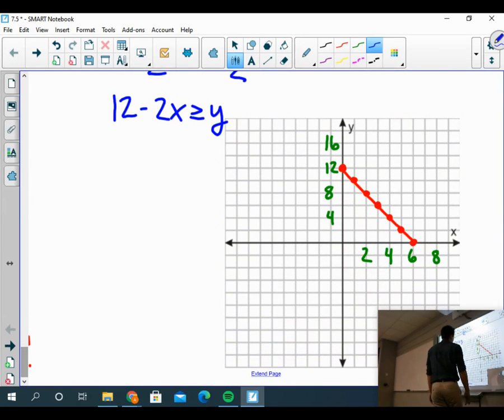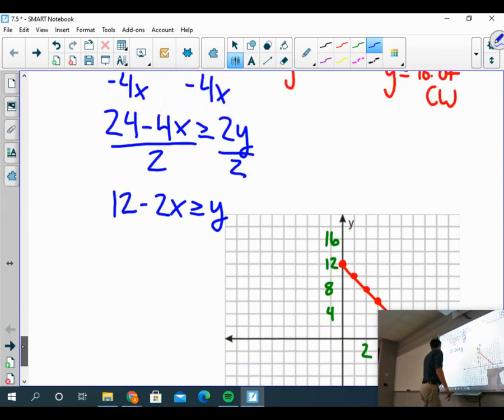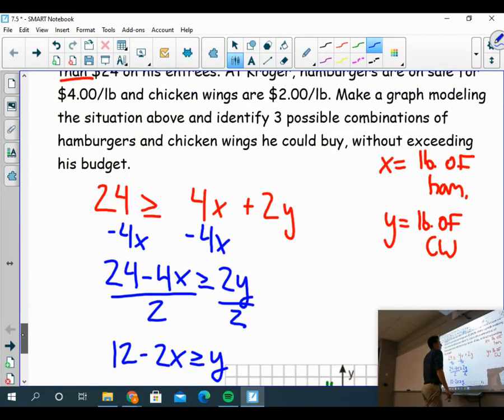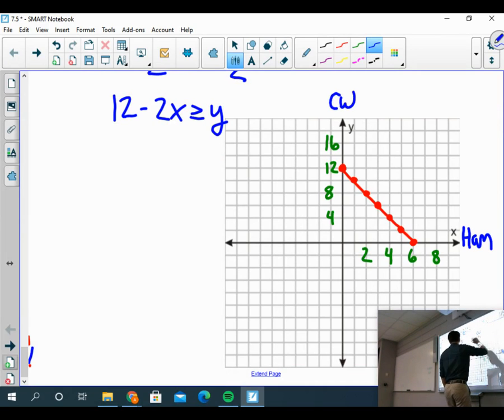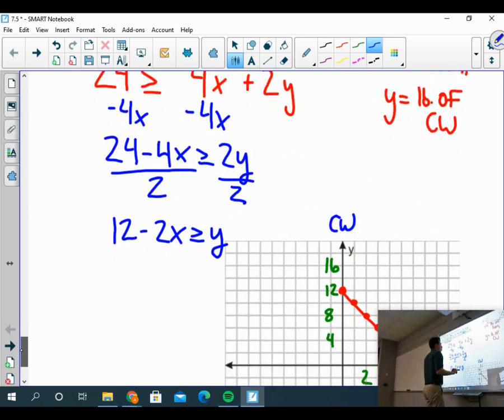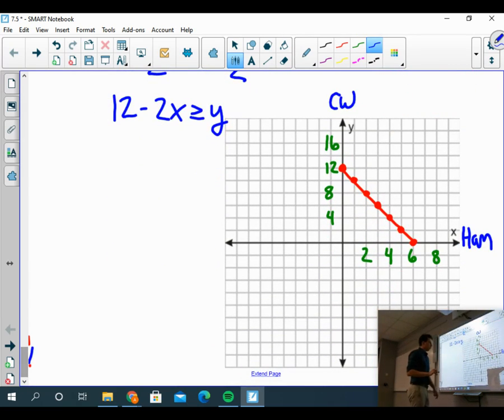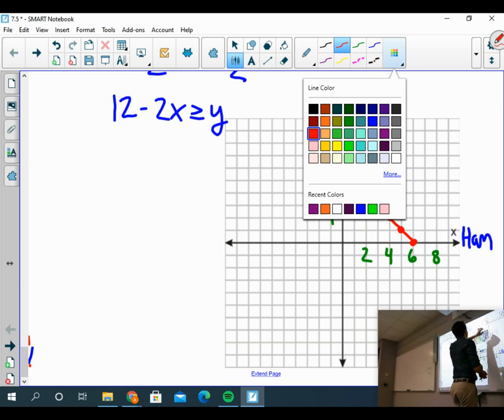If x is the number of pounds of hamburgers and y is the number of pounds of chicken wings, we can't have a negative number of pounds of chicken wings or a negative number of pounds of hamburgers that we buy. So we want to keep our graph in the first quadrant, again, interpreting in that context.